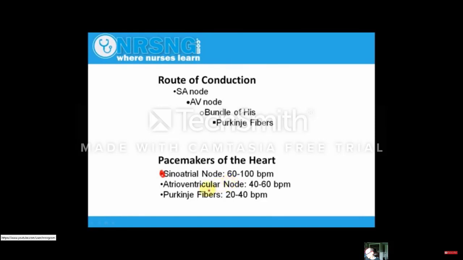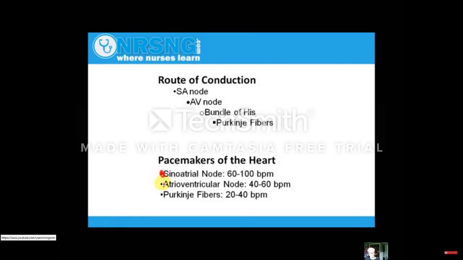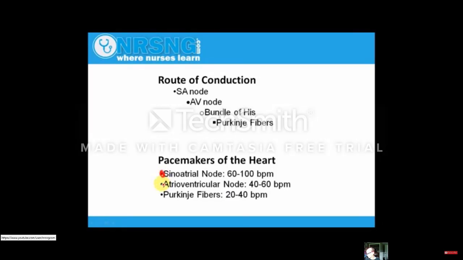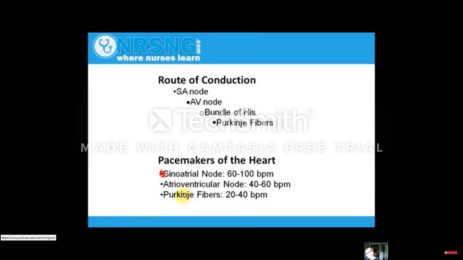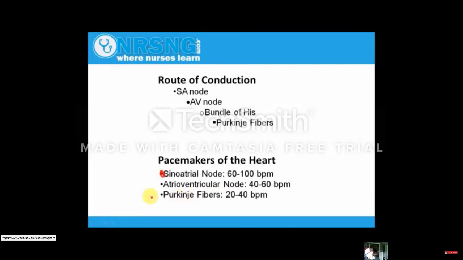Next, if there's a problem with your SA node, your AV node is going to kick in and become the primary pacemaker of the heart. It can initiate an impulse every 40 to 60 beats per minute. So if the SA node fails, the AV node takes over. And as a last-ditch effort, if your AV node fails, the Purkinje fibers that come off the bundle of His can initiate an impulse every 20 to 40 times per minute.